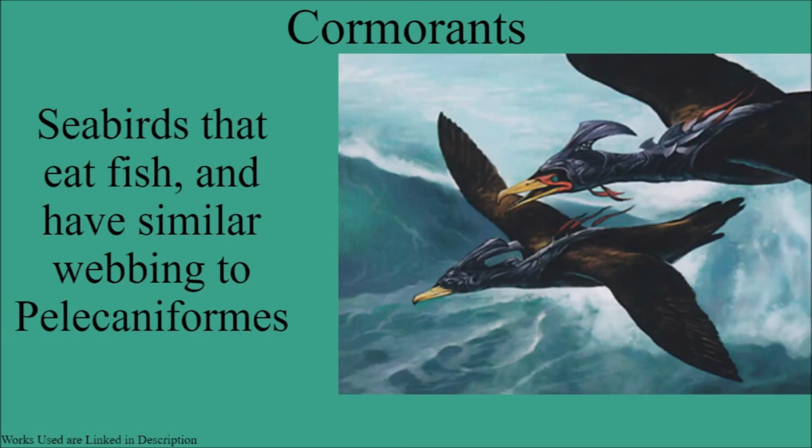So what are those cormorants that I mentioned? Now, cormorants are seabirds that eat fish and have similar webbing to the pelecaniforms. And so they're shown here with Esper cormorant, meaning the only cormorant we have seen really has been one modified by Esper. So what exactly are these pelecaniforms that I mentioned on cormorants?